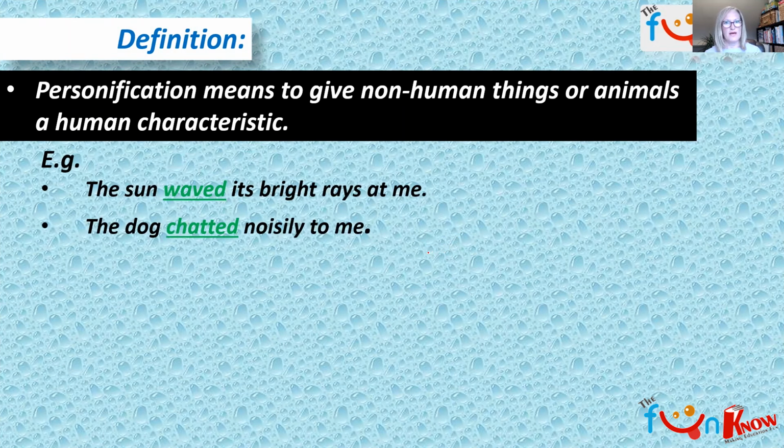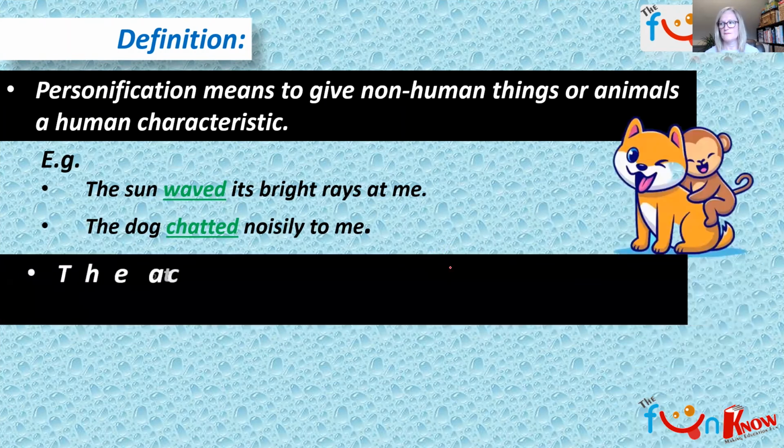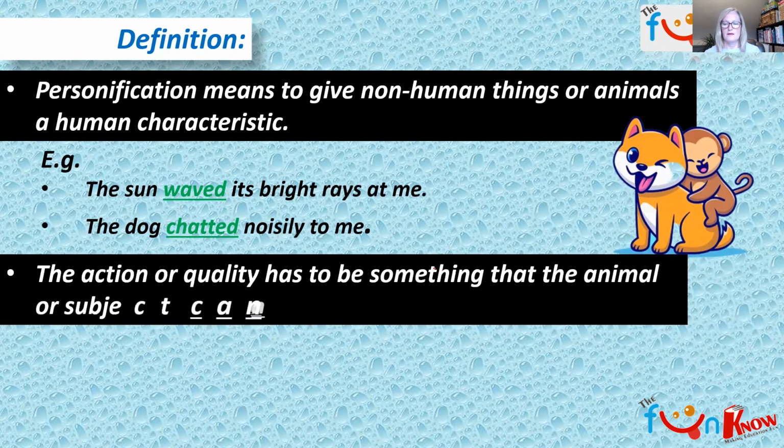Can the sun actually wave? No, but we understand what it means. It's a friendly gesture. The dog chatted noisily to me. Can dogs actually chat? No, but we understand what it means. It's a friendly dog who's probably making lots of different noises. And you would choose the action or the quality that you're going to give to these non-human things or animals, something that they wouldn't normally do. So a sun wouldn't normally wave, a dog wouldn't normally chat.